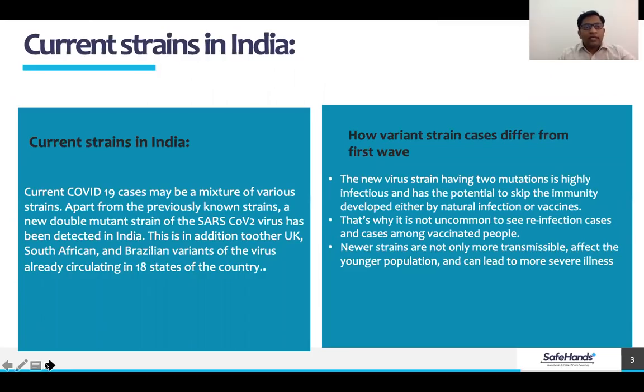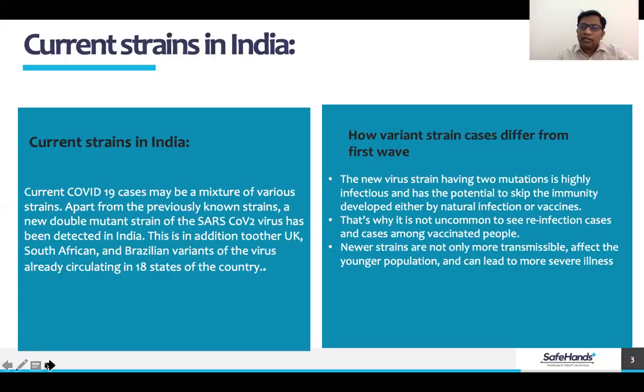So, the current COVID-19 cases in India may be a mixture of various strains. Apart from the previously known strain, a new double mutant strain of SARS-CoV-2 virus has been detected in India. This is in addition to the UK, South African and Brazilian variants of the virus already circulating in 18 states of the country.